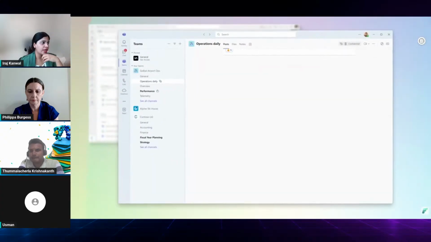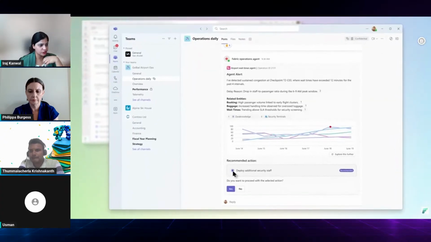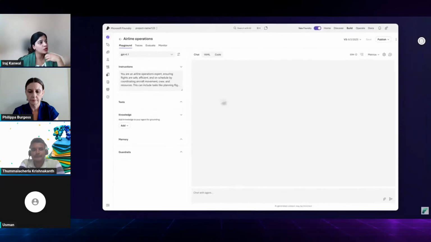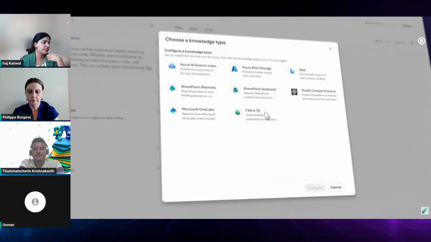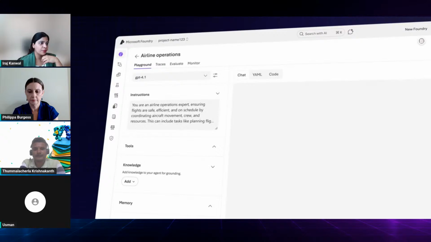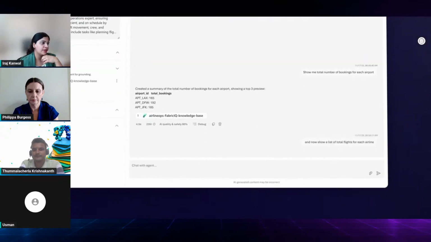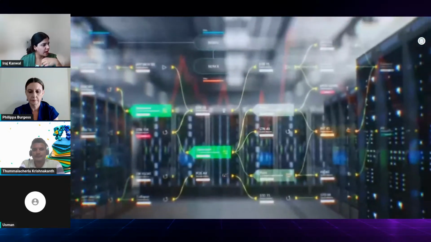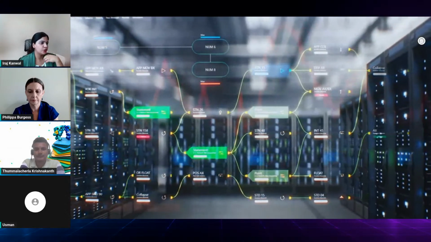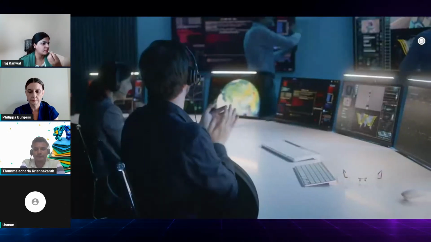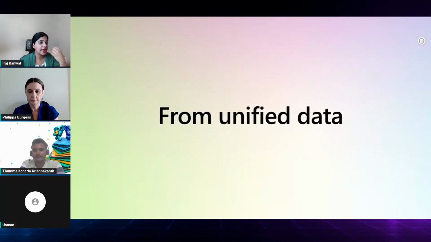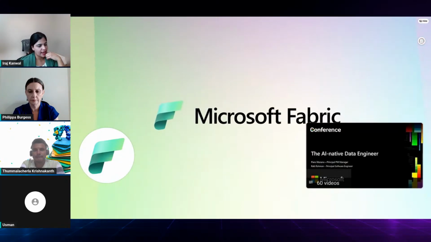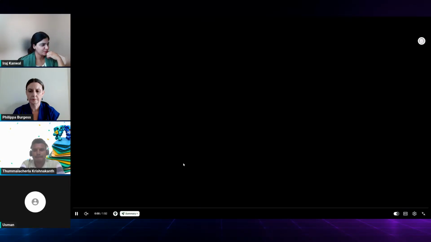On top of it, we can consume it using the operation agent that can notify the operation team. And it also extends to the Microsoft Foundry, which is a developer suite where you can bring the Fabric IQ into a developer agent platform to further optimize that operation and have surpassed outcomes. So that is how, from unified data, Microsoft Fabric can have unified intelligence.